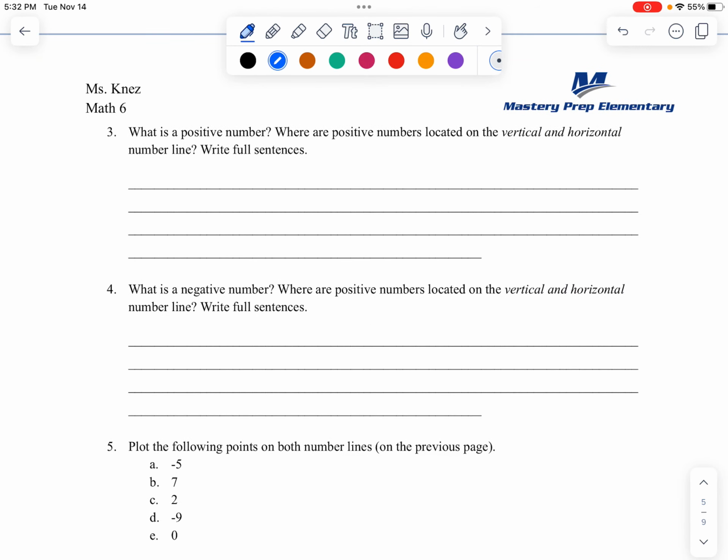And questions 3 and 4, you're just being asked to describe what is a positive number and what is a negative number. More specifically, they want to know where those numbers are located on the vertical and horizontal number lines. So, a sentence might look like this. Positive numbers are blank than 0. So you want to ask yourself, are they greater than 0 or less than 0?